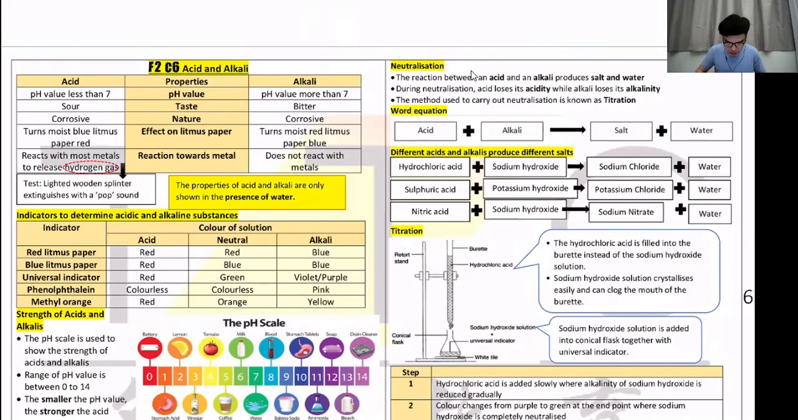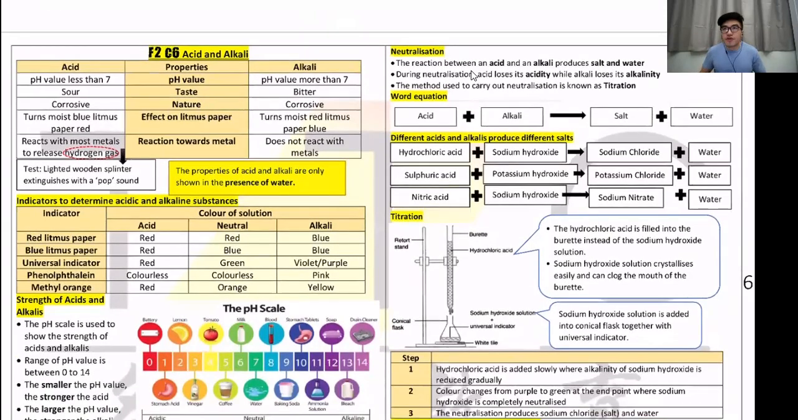All right, so let's go to our page 6 for our revision for Form 2. We are going into acid and alkaline today. Where's everyone? Why is there only 4 here? Okay, as usual, people will be late. Anyway, so Form 2, Chapter 6, let's begin.